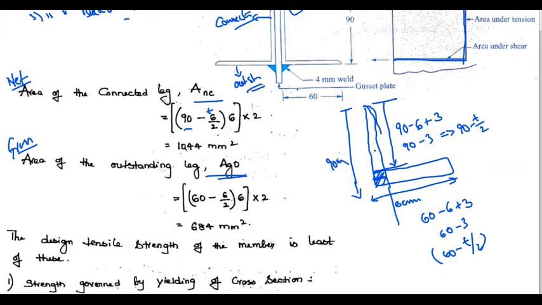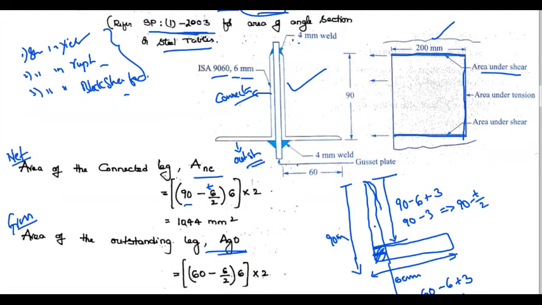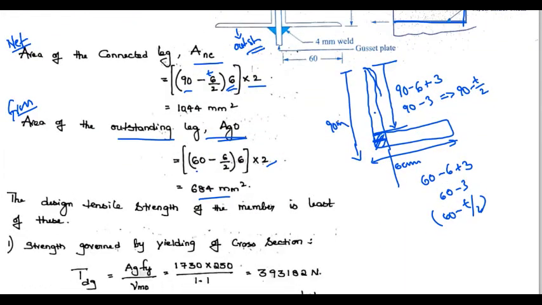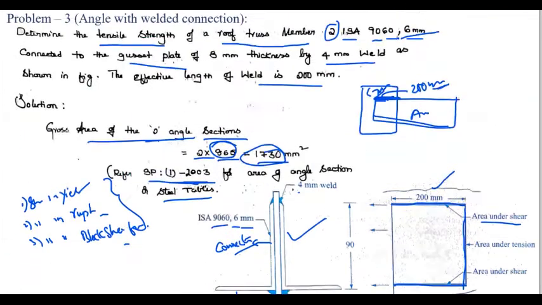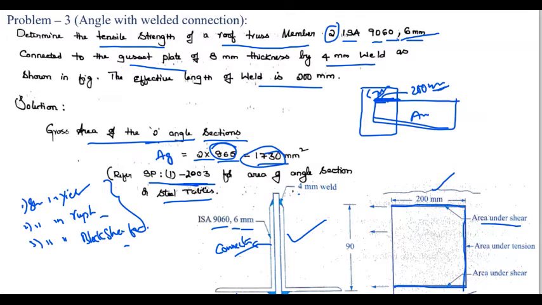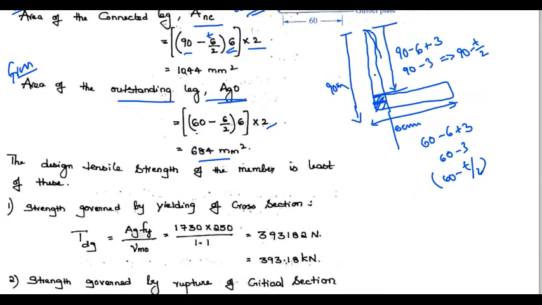And now, how do you get the area of this section? This length is 90 minus t by 2, into thickness, but there are two connected legs, both sides, so into 2. The outstanding leg, 60 minus t by 2, into thickness of the section will give you the area, but there are two outstanding legs, so multiply with 2. So you got the areas. Now this Anc, Ag0 and this Ag are going to be used in these expressions to calculate the strength.